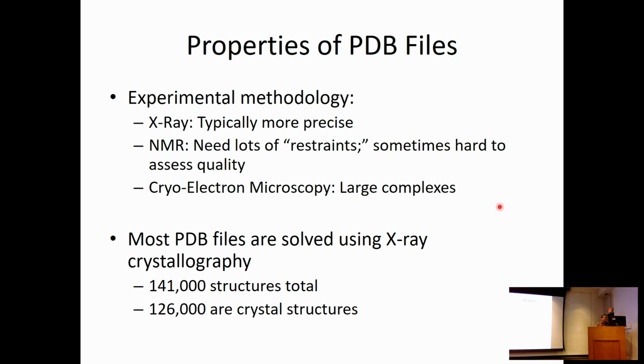So thinking about the total number of structures, I don't know that I updated this year. This seems a little small. I want to say we're up around 170,000 now. But this kind of gives you that ratio. If there's 140,000 total structures, 126,000 are going to be crystal structures. NMR is going to be the vast majority of the remainder. And then cryo-EM, you're probably in the thousands of structures, but not quite up to tens of thousands. I haven't exhaustively searched that yet.